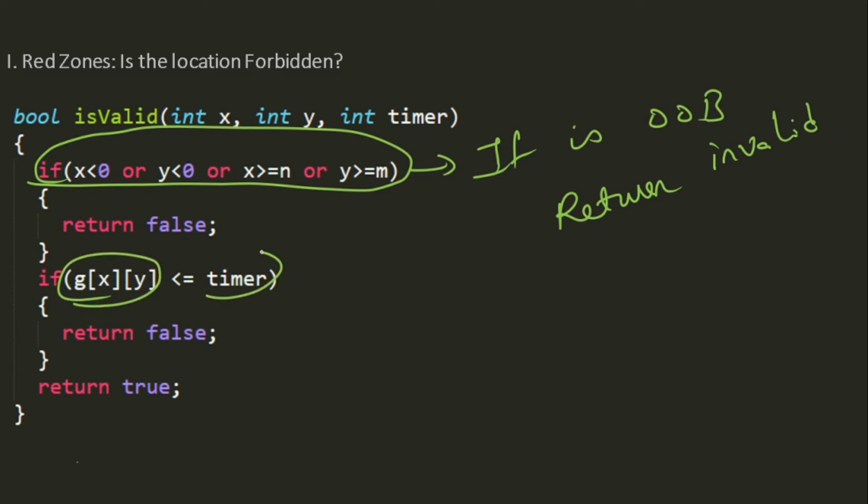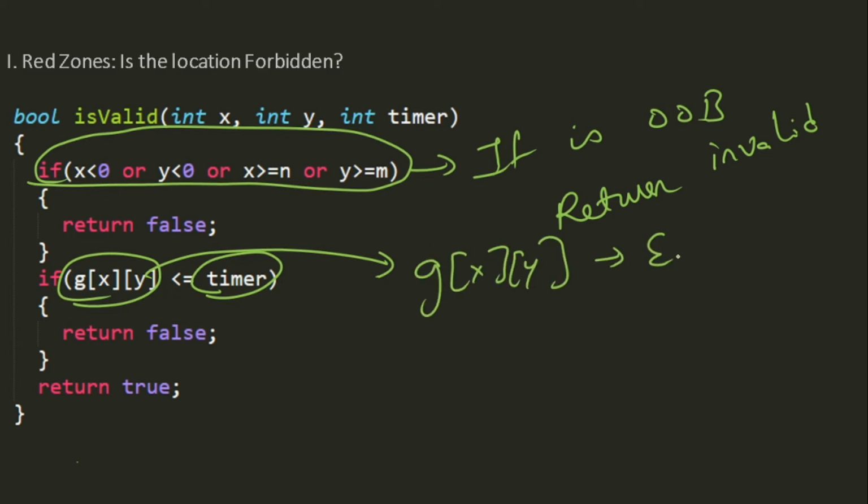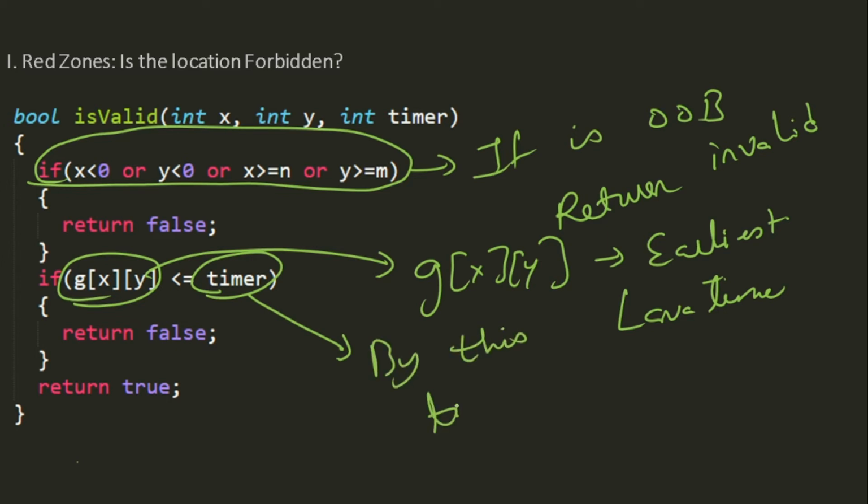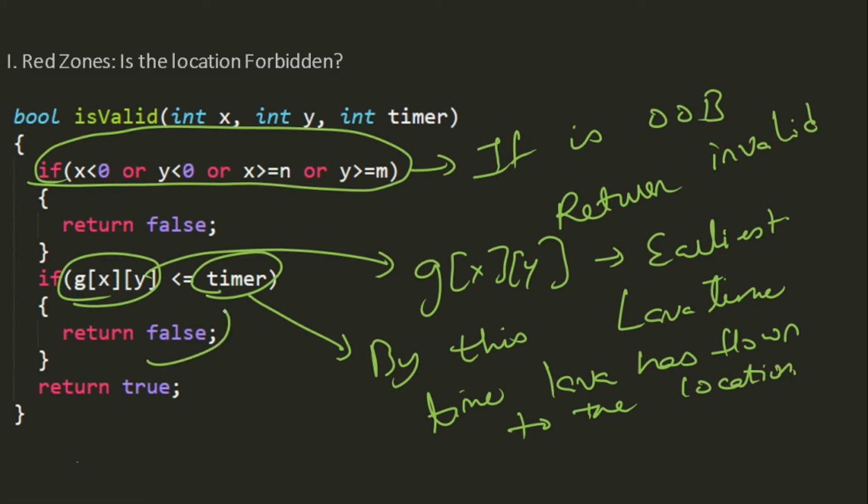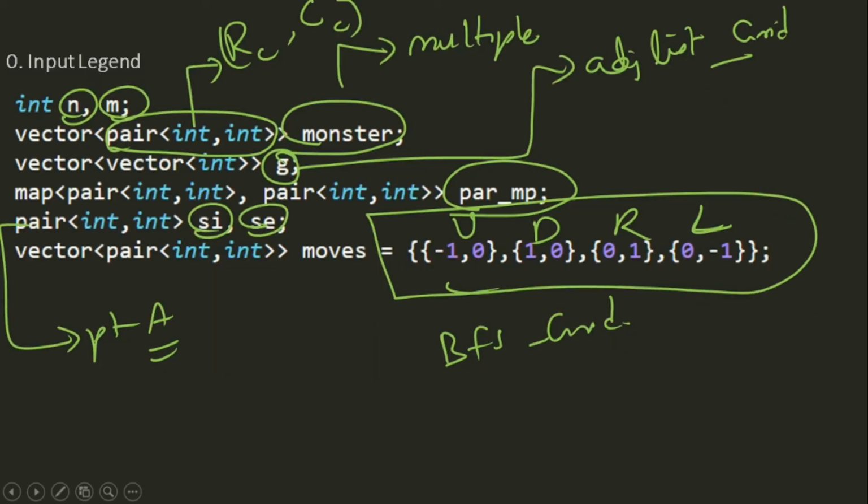Now, what this quantity means is G of xy. Gxy indicates earliest contamination time, earliest lava time. If this earliest lava time is less than or equal to timer, that means what? By this time, lava has flown to the location. Then we return false. Otherwise, we'll return true. Okay, that was the purpose of this G.